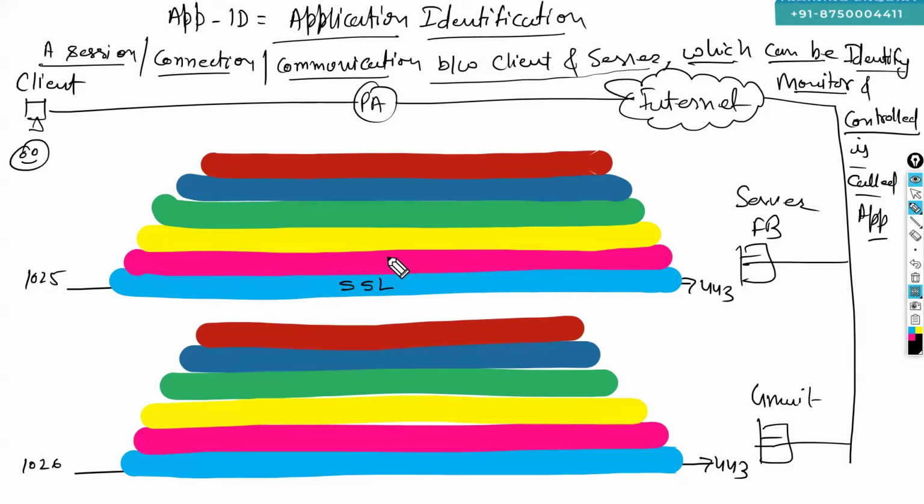Which session? Or the client is trying to establish an SSL session. Under SSL, this is a Facebook session. In Facebook, this is a Facebook chat session. This is a Facebook post session. This is a Facebook games session. And this is a Facebook event session, like this.